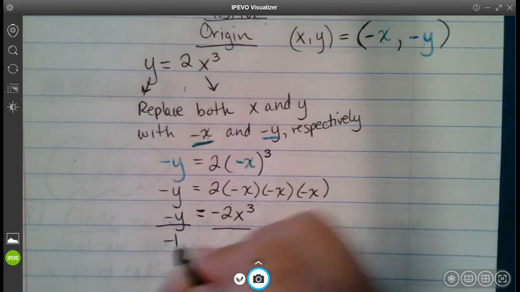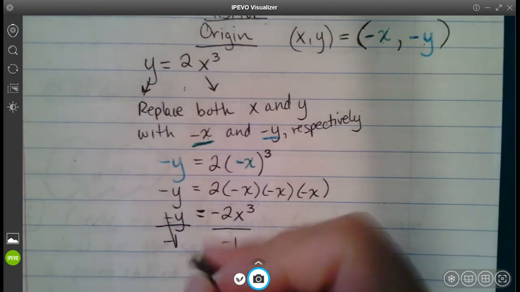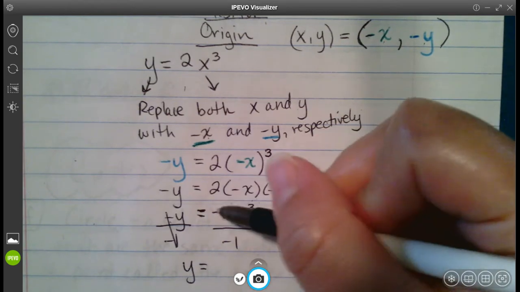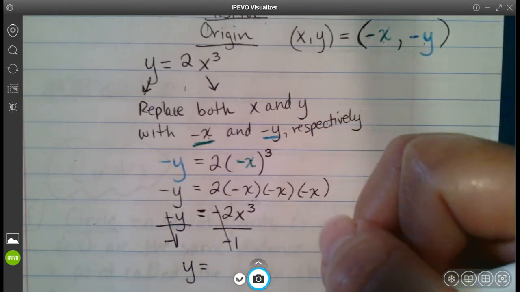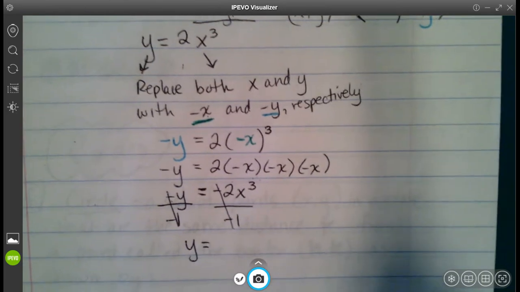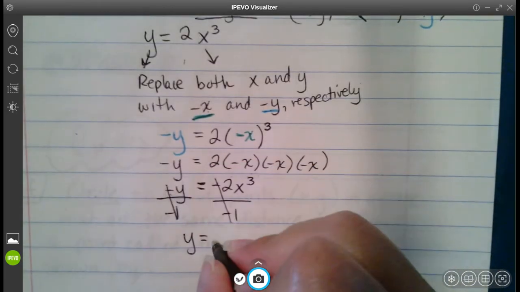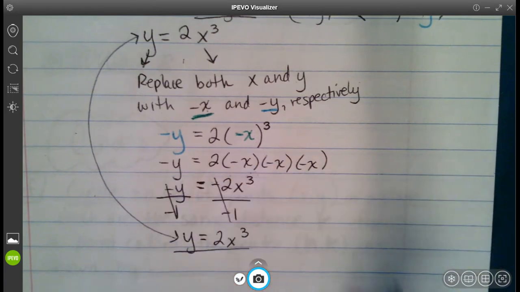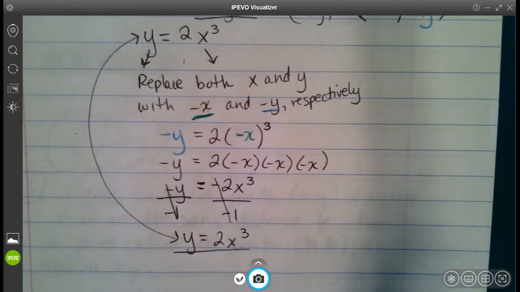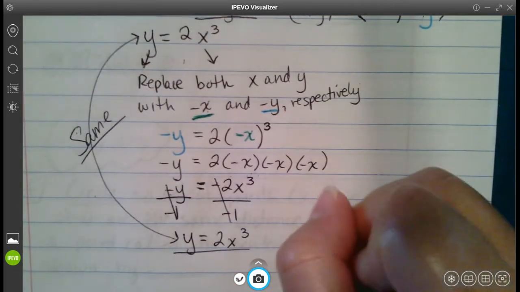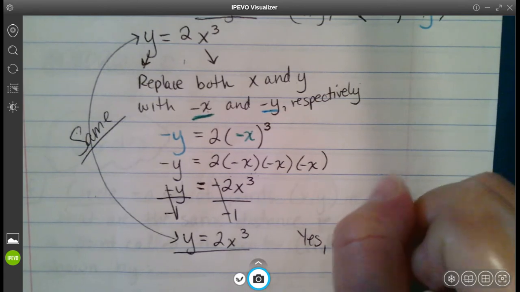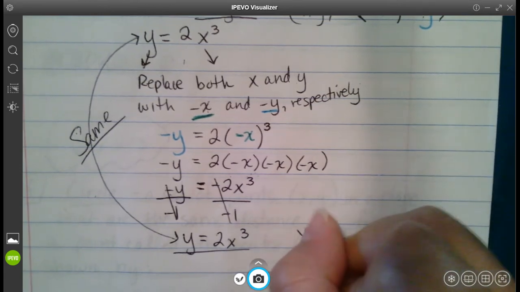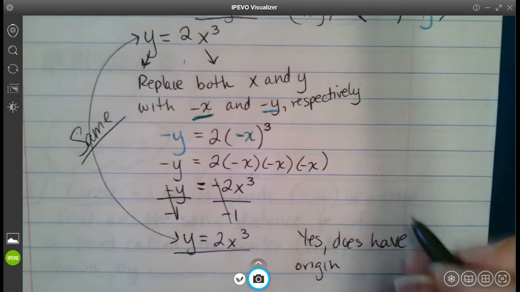I can go ahead and divide by negative 1 to get rid of that negative here, which gives me y equals, we have another negative getting canceled out, so to speak, because it's just equal to 1. And I'm left with 2x cubed. Is this the same as this? It is. This is the same. So that means that this one, it would be a yes, does have origin symmetry.